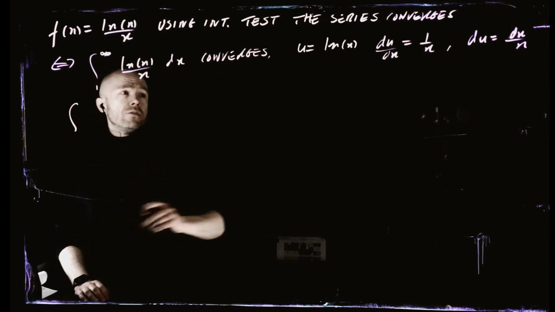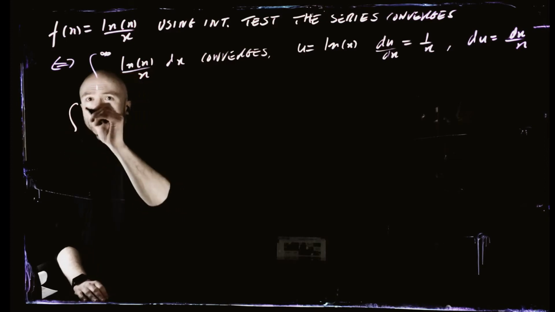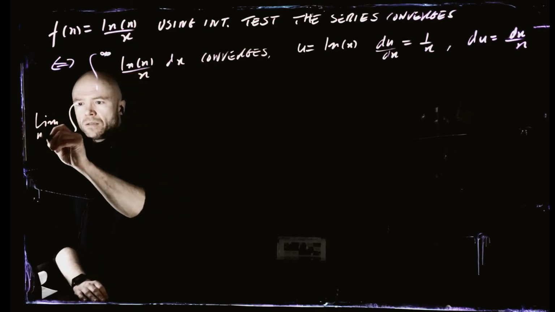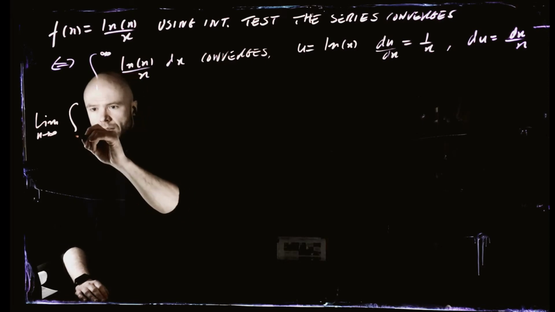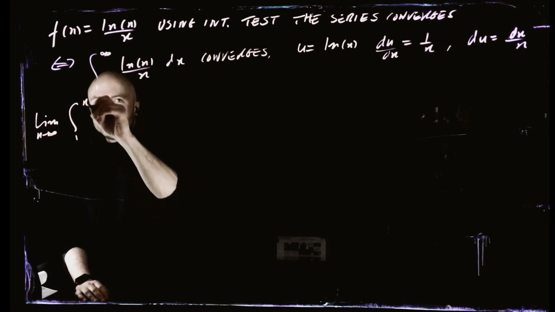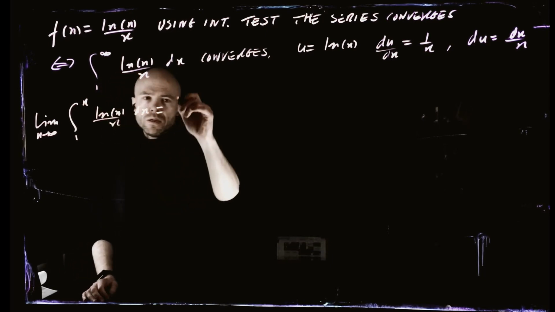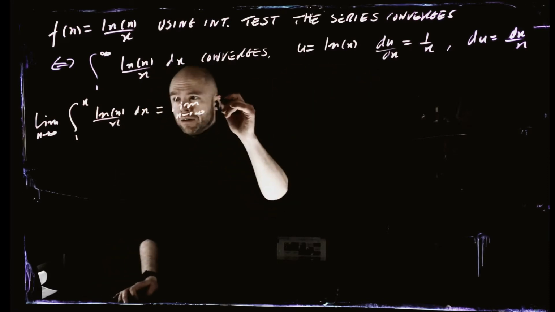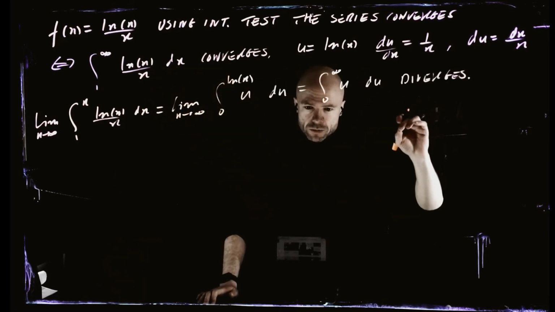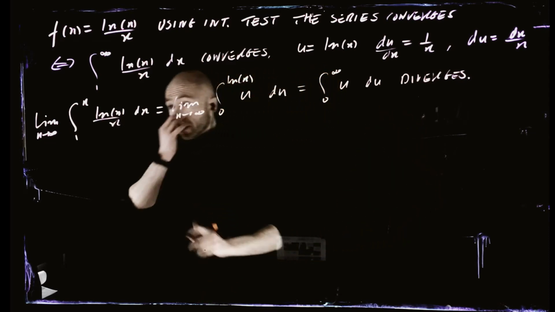So when x is equal to 1, we have 0. We're going to do the limit as r tends to infinity. And okay, let's do this in more than one step. So the integral from 1 to r of log of x over x dx, that's the limit as r goes to infinity. Change it around to u, so we go diverges even more. Yes, of course. Thank you for that. Okay, cool.